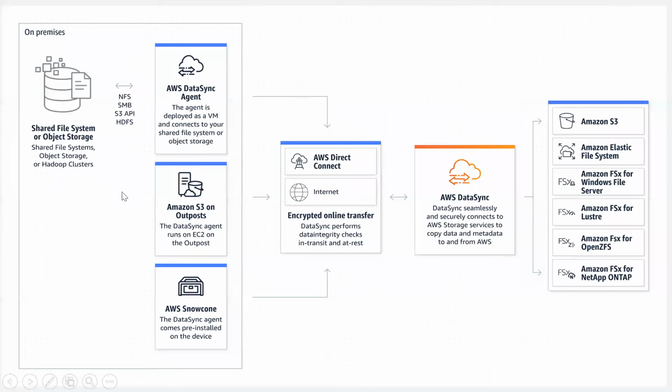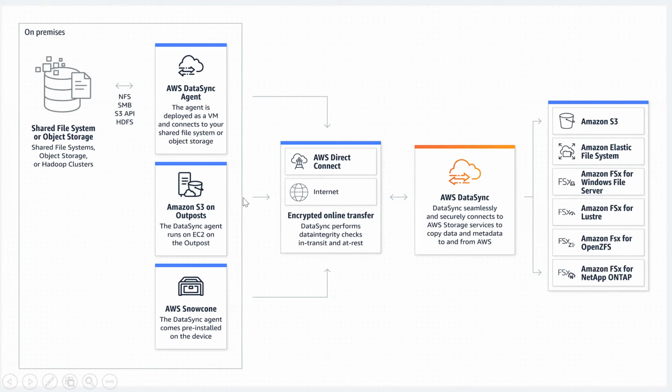So, you can see over here, we have a shared file system or object storage, NFS or SMB, or we can have an S3 API also, or a Hadoop file system. We'll have an agent set up on the machine or on a VM. That will connect to our shared file system, and ultimately connect through AWS Direct Connect or the Internet to DataSync, then to the rest of the resources, which can be S3, Elastic File System, Amazon FSx for Windows File Server. These are the options that we can utilize.